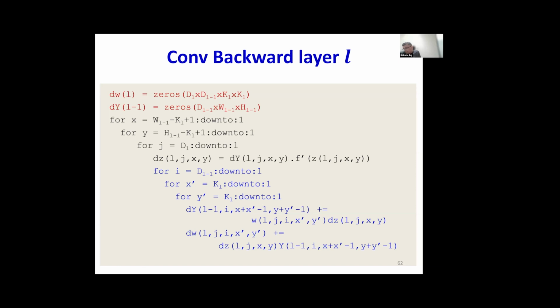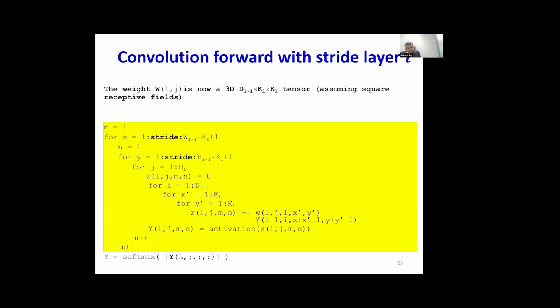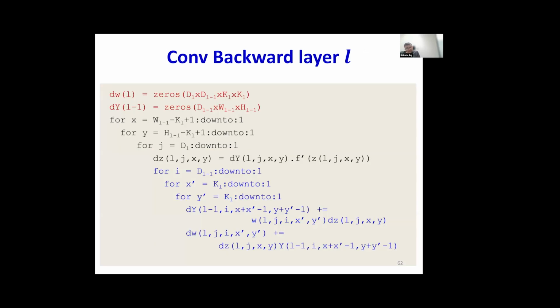Right. And now here's where things get simple. If I were convolving in the forward pass with a stride, how do you think this code is going to change? Anyone?